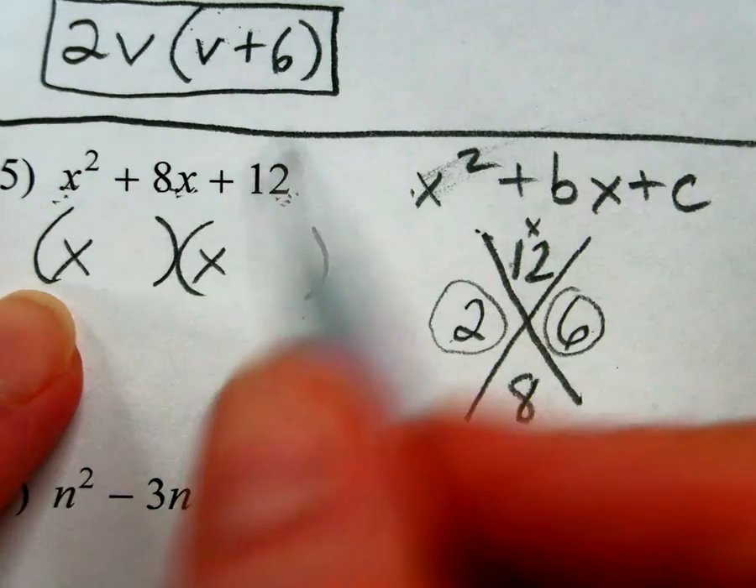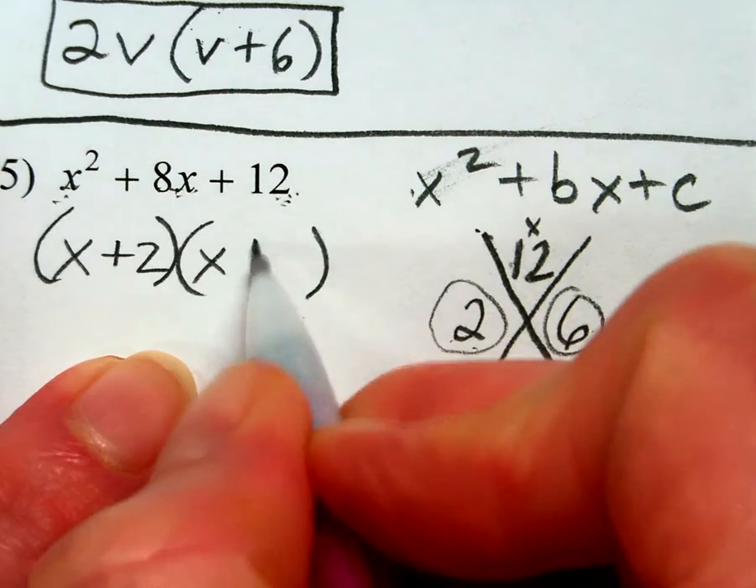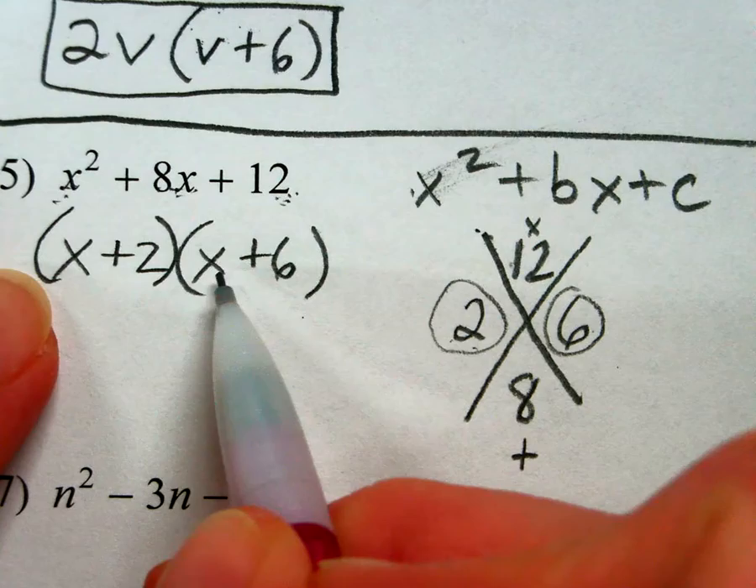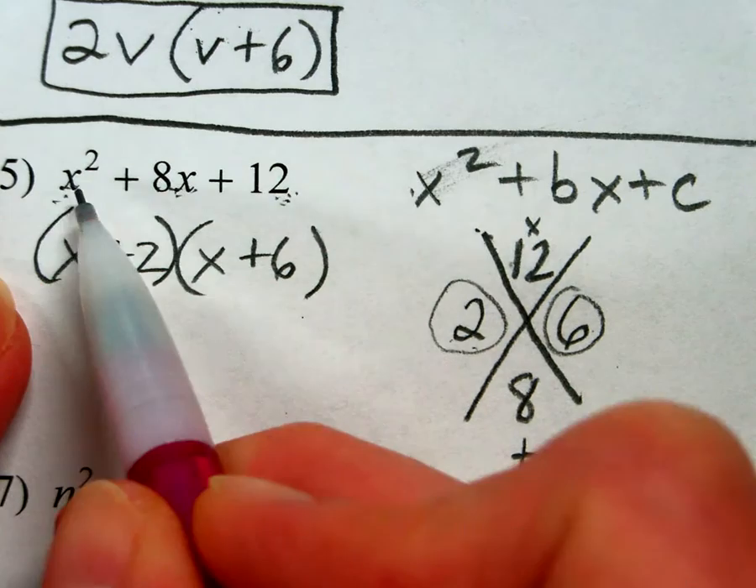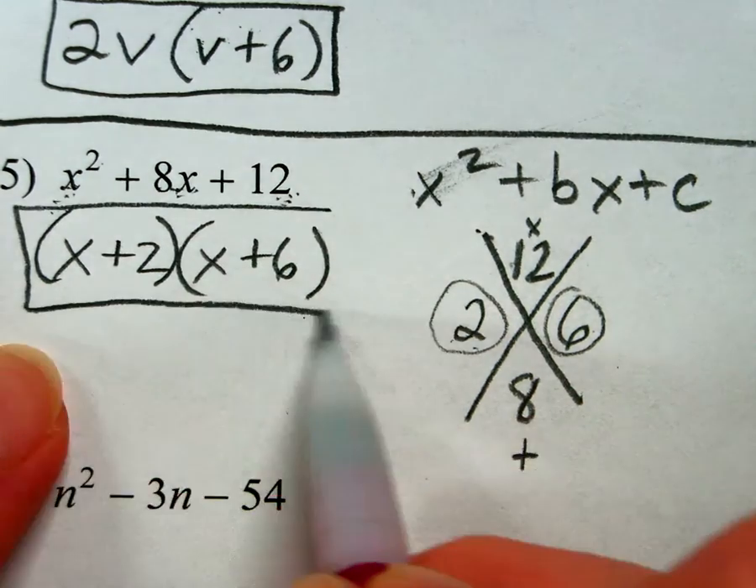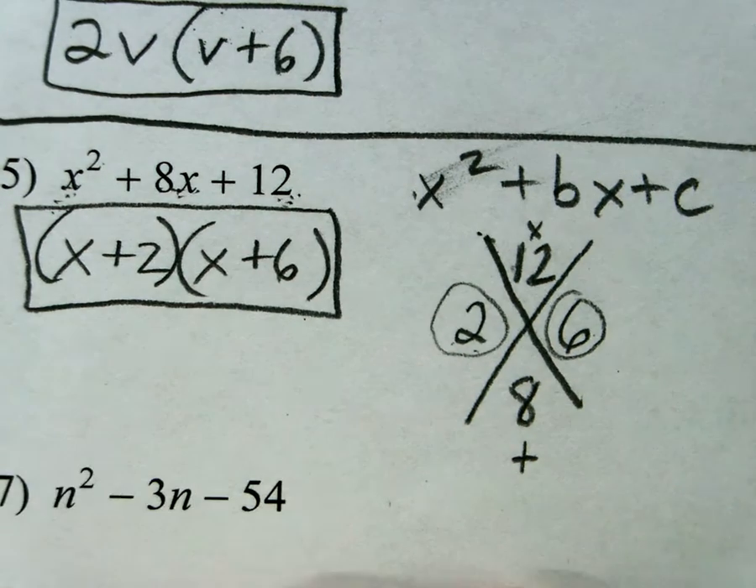That's where your x squared comes from. And then this is positive 2, so I put a plus 2, and positive 6, so I put a positive 6. And if I were to distribute all of this out using the FOIL method, I would get x squared plus 8x plus 12. This is one of the tricks that we discovered last year.